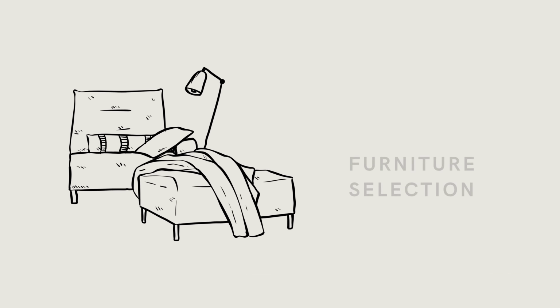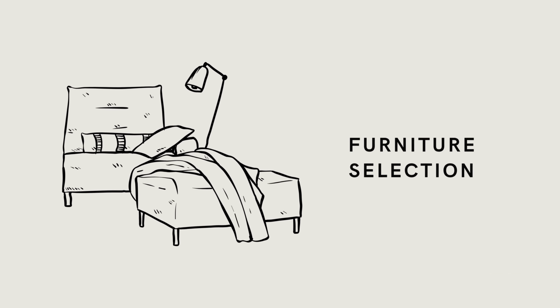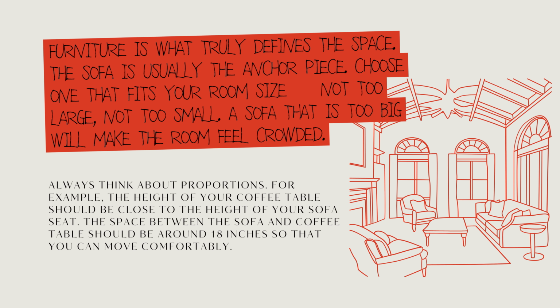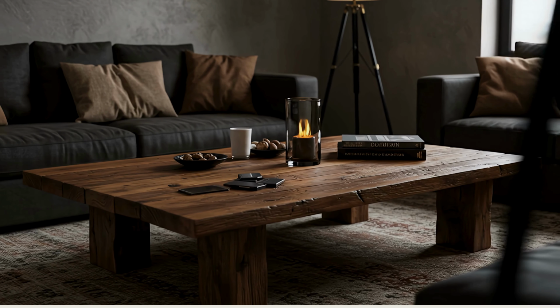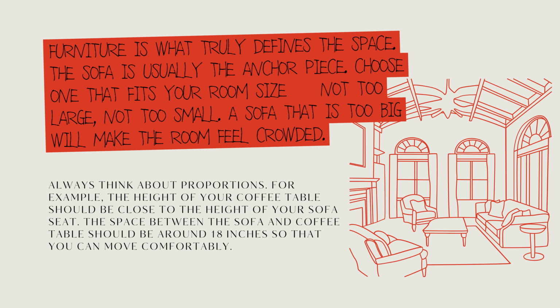Furniture selection. Furniture is what truly defines the space. The sofa is usually the anchor piece. Choose one that fits your room size, not too large, not too small. A sofa that is too big will make the room feel crowded. Along with the sofa, add chairs for extra seating, a coffee table in the center, and a couple of side tables for lamps or small decor.